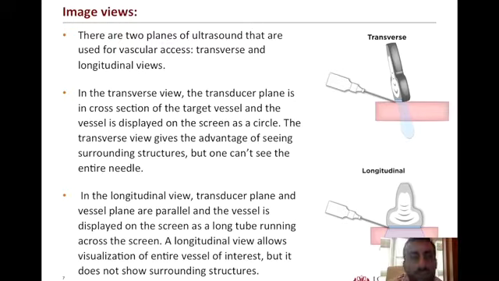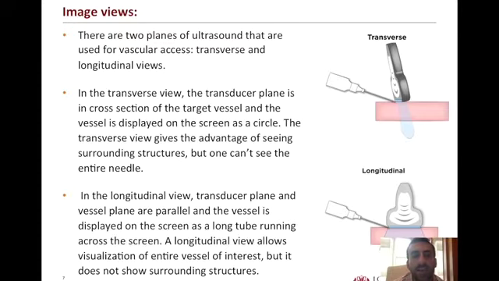Two techniques to obtain vascular access with the utility of ultrasound. A transverse technique, in which you see the transverse cross-section of the vascular structure and look for your needle tip to enter it. Or the longitudinal fashion, where you put your ultrasound probe in the plane of the needle itself and visualize the entirety of the needle during the procedure.